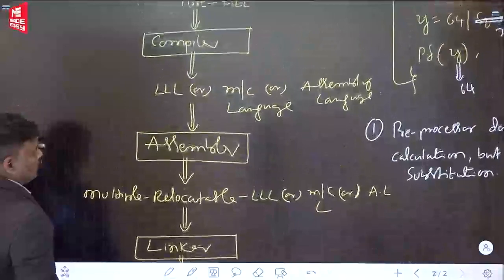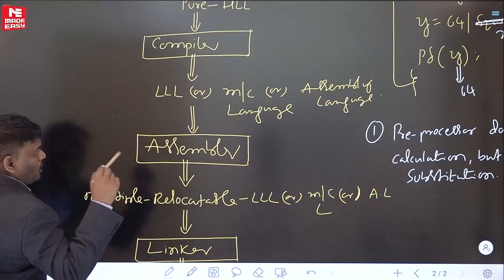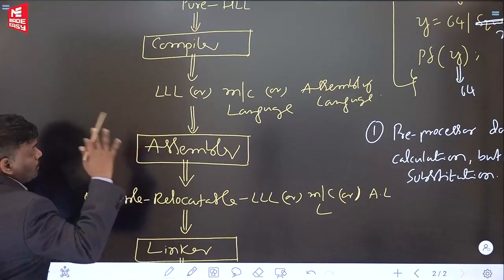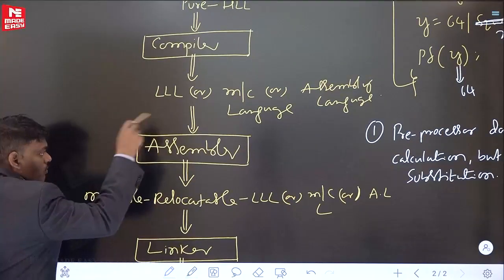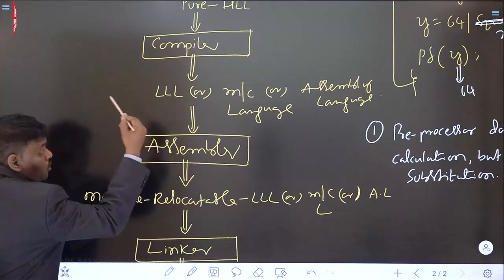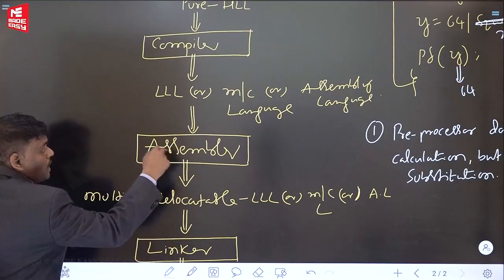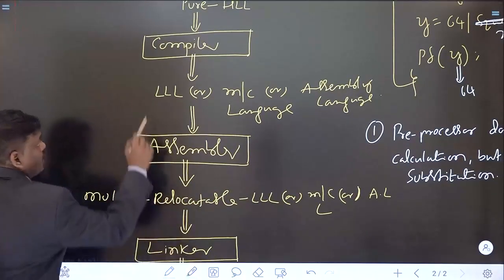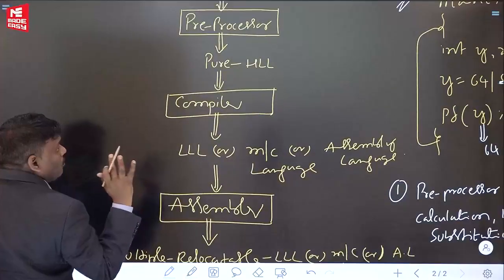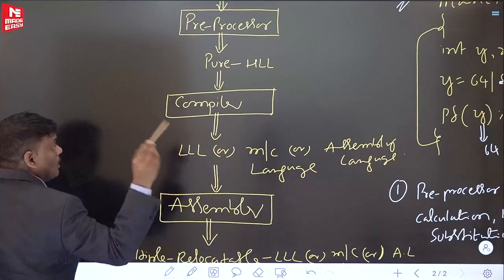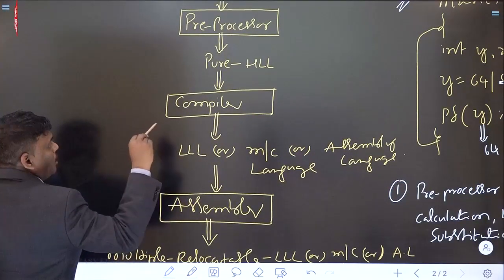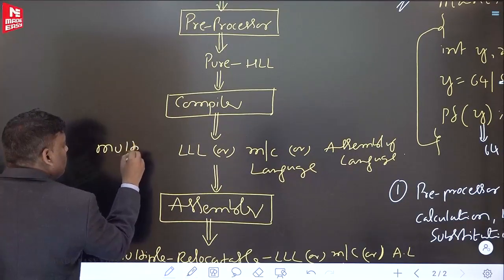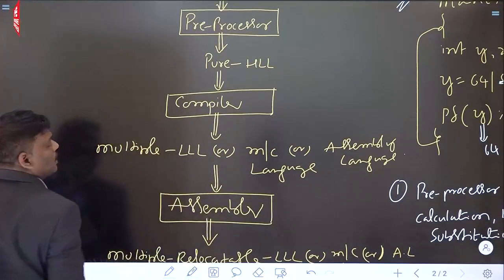Listen, whenever one project is compiling, that project contains so many files. Those will all be compiled and sent to the assembler. When all go to the assembler, what will happen? Multiple relocatable low-level language files will come. It is the same: whenever you compile any project, that project contains so many files. So when you compile all those files, multiple low-level language files will come.